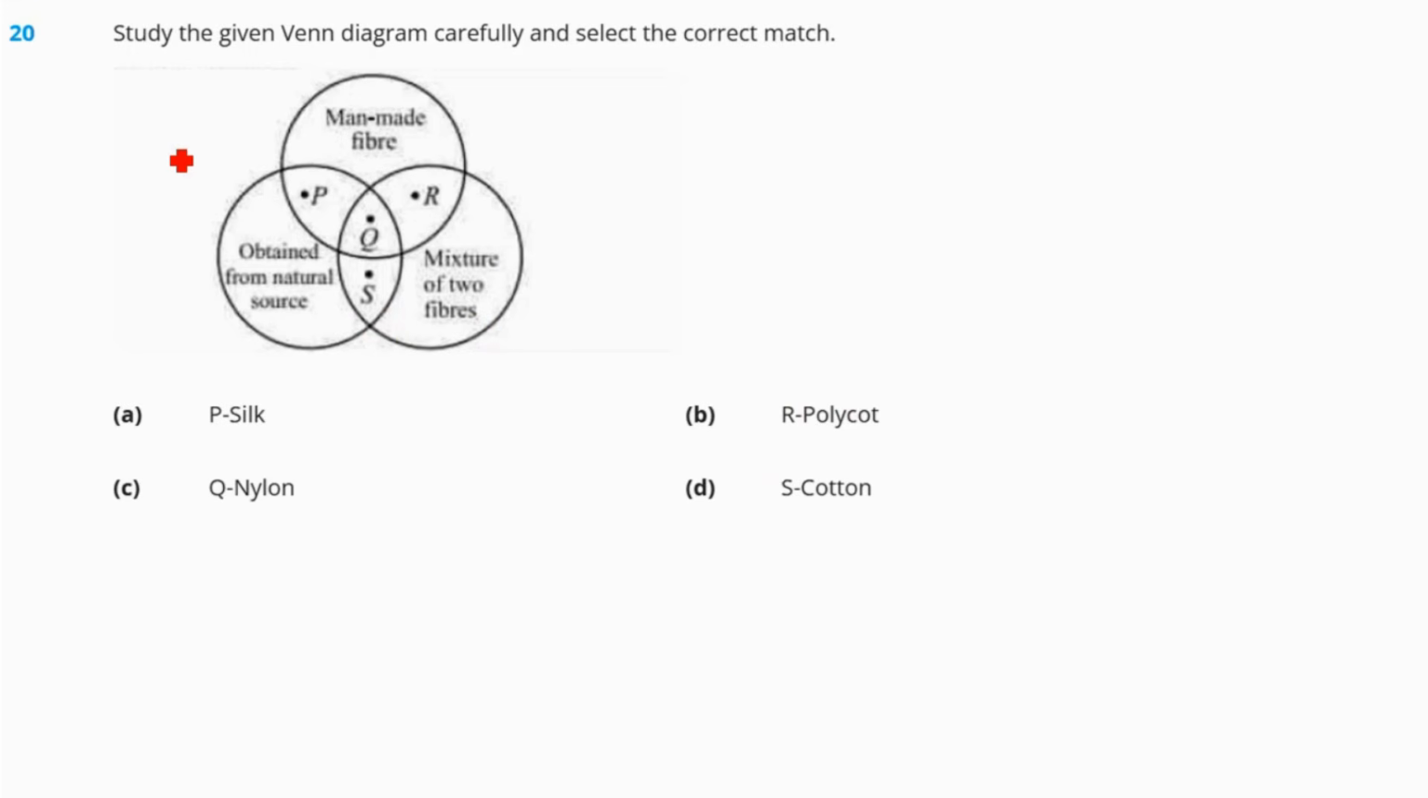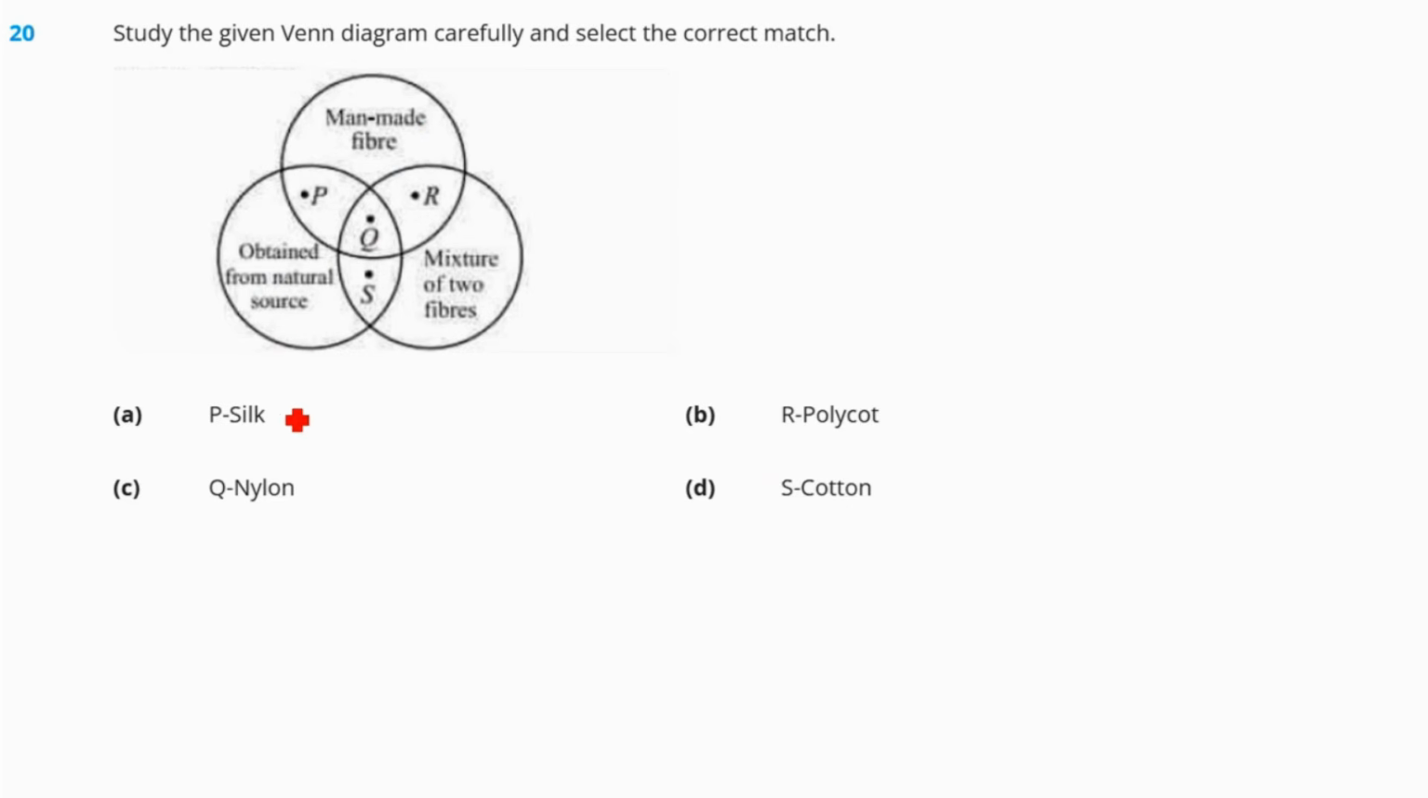Question number 20. Study the given Venn diagram carefully and select the correct match. So P is between these two. So P is a man-made fiber obtained from natural source. And then we have to find the correct match. Man-made fiber obtained from natural source.